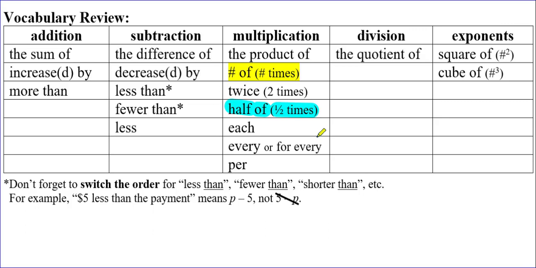Now, don't forget about phrases like less than, fewer than, shorter than. Those phrases we know mean subtraction, as you see here in the chart. But when they have the word than, you must switch the order. And if you're not sure what I mean by that, take a look at this example. A $5 less than the payment, that phrase does not mean 5 minus p. You can see I have that crossed out for you. Instead, that phrase means the payment minus 5. So even though the phrase has the 5 on the left and the word payment on the right, you actually have to switch the order when you write it mathematically. That's just how the phrases less than, fewer than, and shorter than work.